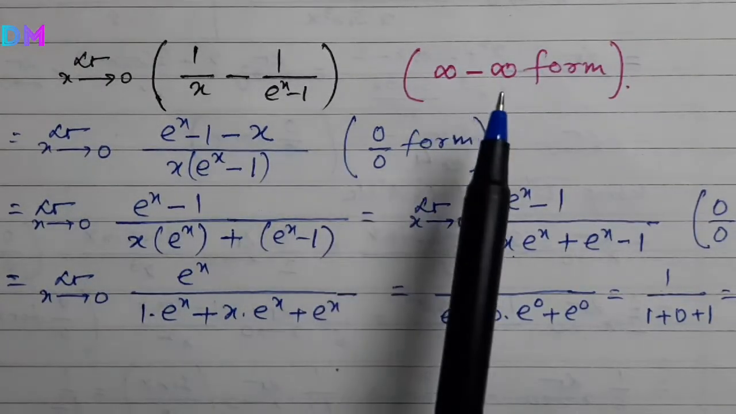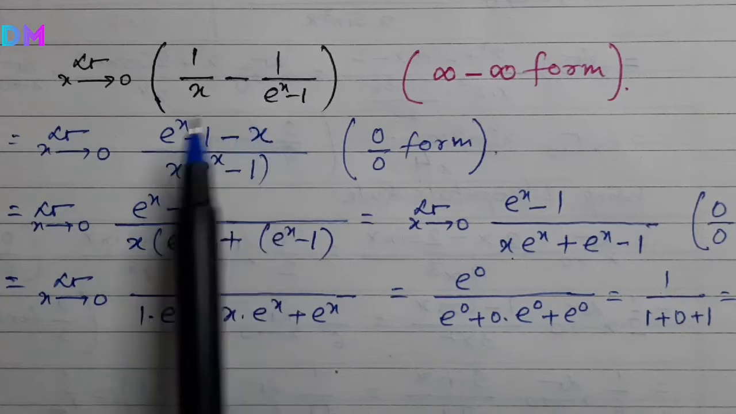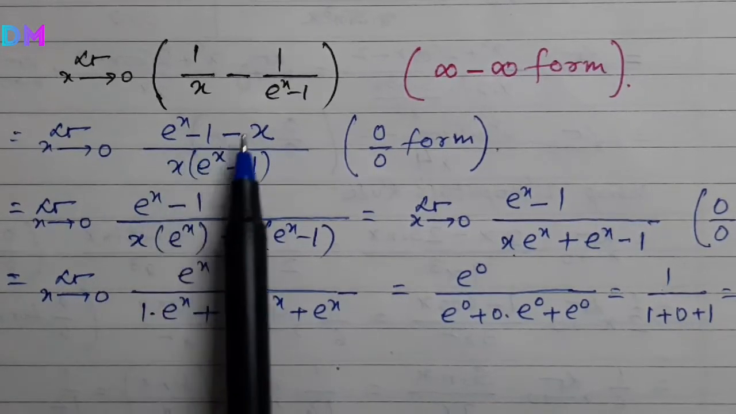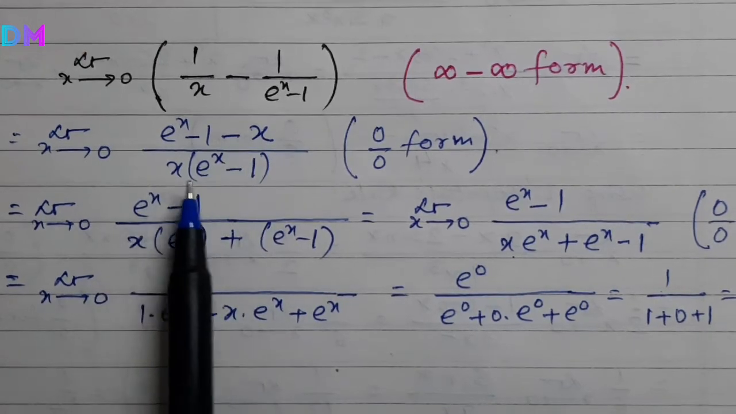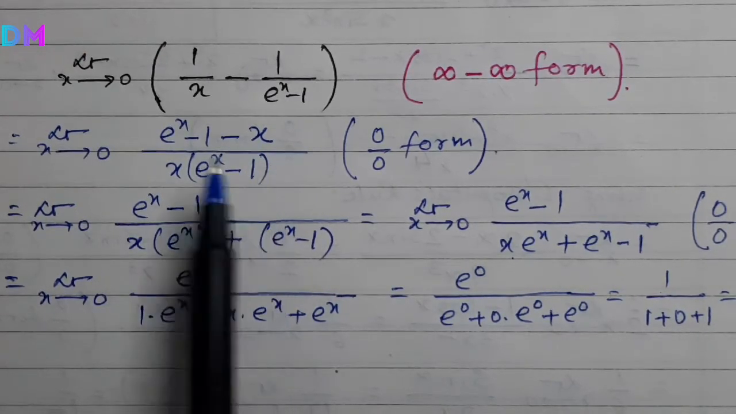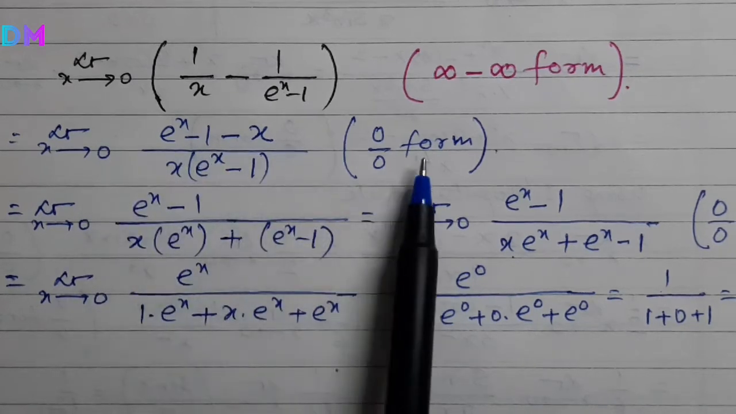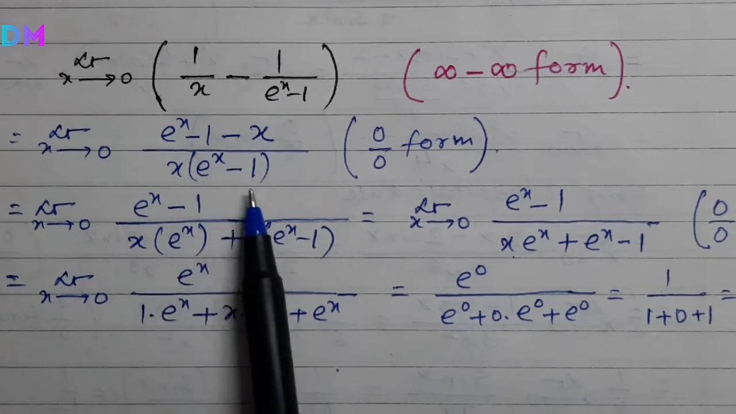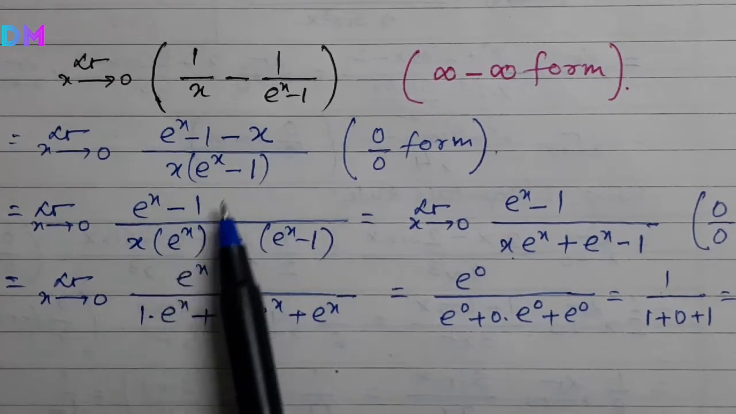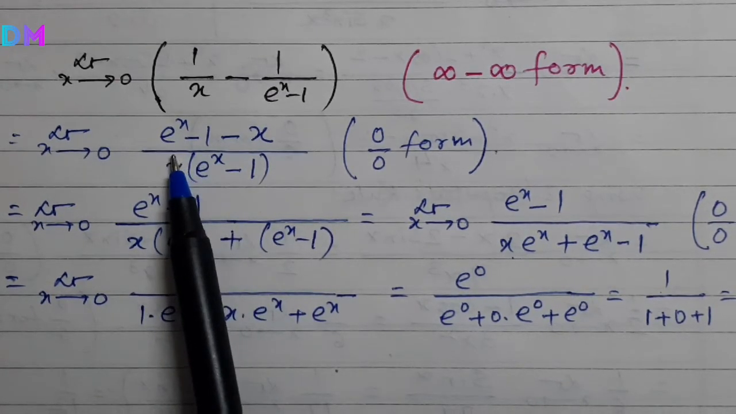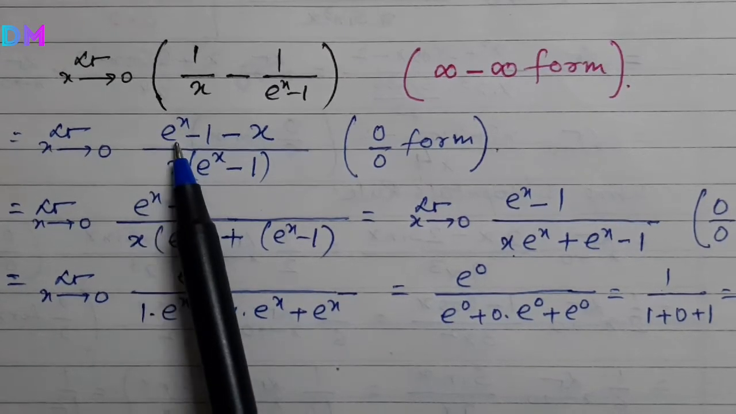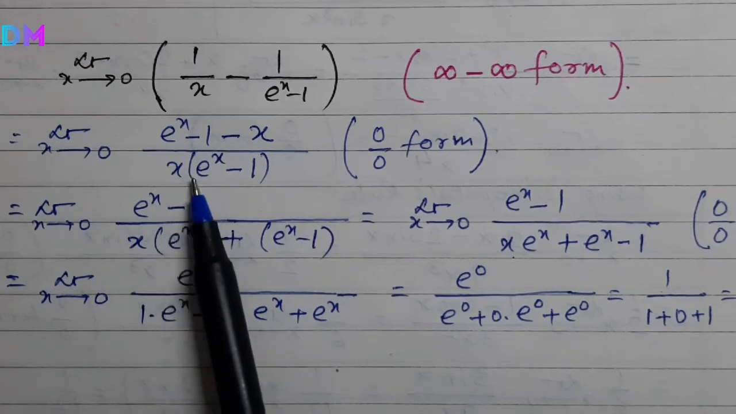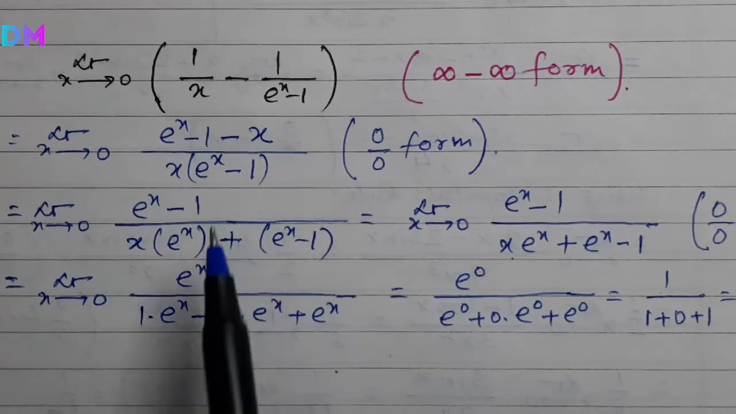So what we have to do in that case, we will just do the LCM. If we do the LCM here, it will be e to the power x minus 1 minus x by x into e to the power x minus 1. Now if I put x equals to 0 here, it is coming in 0 by 0 form. So we can use the L'Hopital's rule. So using L'Hopital's rule, we will differentiate the numerator. So it will be e to the power x minus 1, and then the differentiation of the denominator.